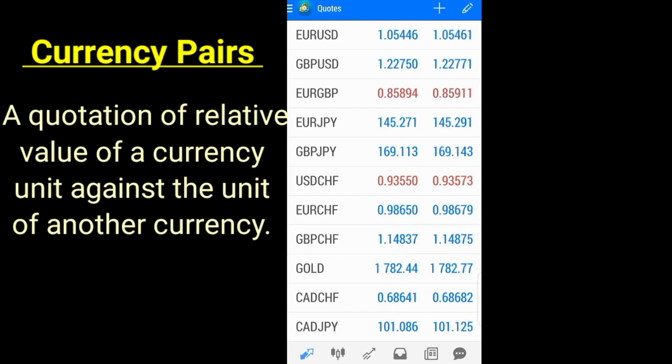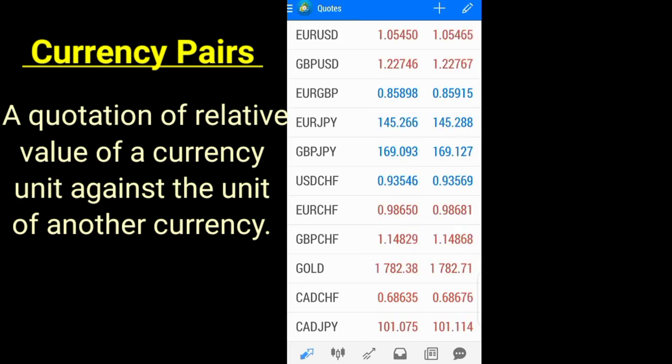You give me euro, I give you dollar, or I have euro, you have dollar, then I give you my euro, you give me your dollar. You have pounds and I have dollars, you give me your pounds, I give you my dollars. So it's an exchange of currency at the available market price.